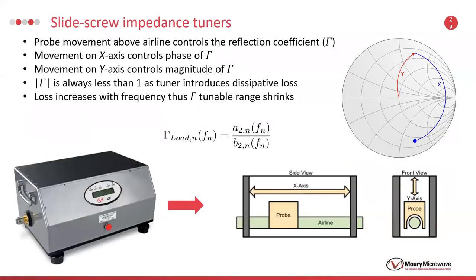For that, they need a tuner. So what's a tuner? A tuner is very simple. You know, when you look at it like that, it seems to be a very complex machine, but in fact, it's an airline, a probe, and two motors. One that moves the probe in the x-axis, and one motor that moves the probe in the y-axis. Now, when I move the probe in the y-axis, I actually increase the capacitance here. So I'm just going from 50 ohm to a higher gamma. And when I move the probe in the x-axis, I change the phase. Okay, so I go from 50 ohm to my impedance by doing that.